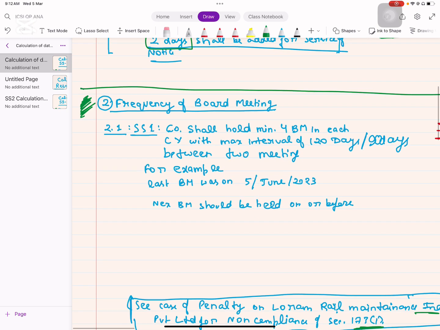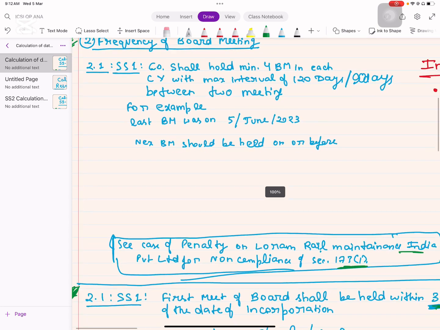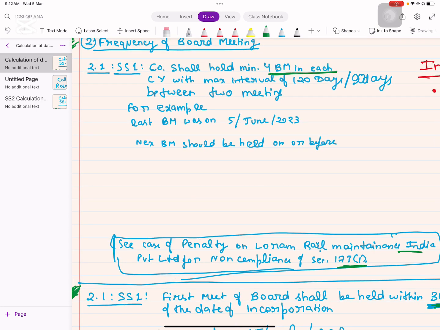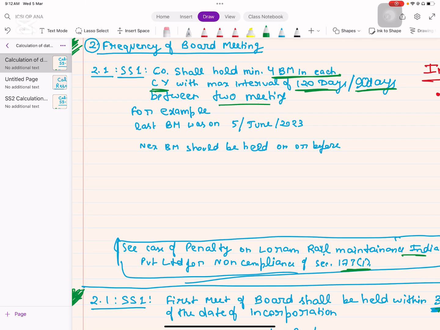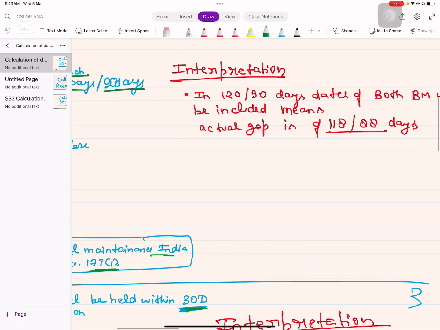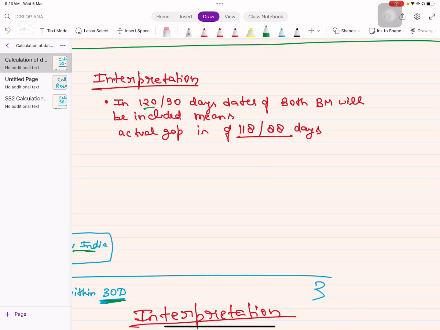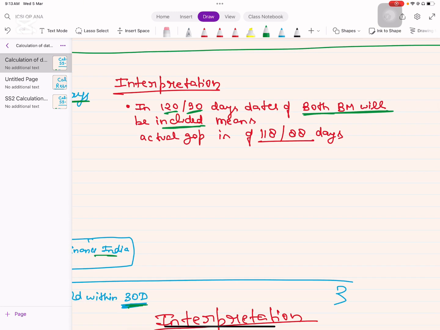Now let's move on to the next topic, frequency of board meeting. It is provided that company shall hold at least 4 board meetings in each calendar year with maximum interval of 120 days or 90 days between 2 meetings. Now how does it interpret? In this 120 days or 90 days, dates of both board meetings will be included. That means we will start counting 120 days from the last board meeting and the 120th day will be calculated up to the next board meeting. Hence the actual gap is 118 days.